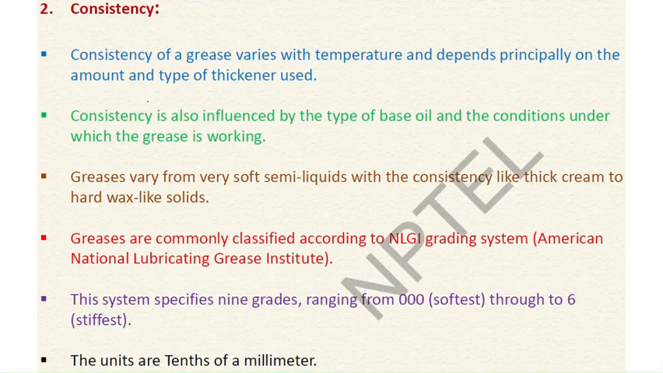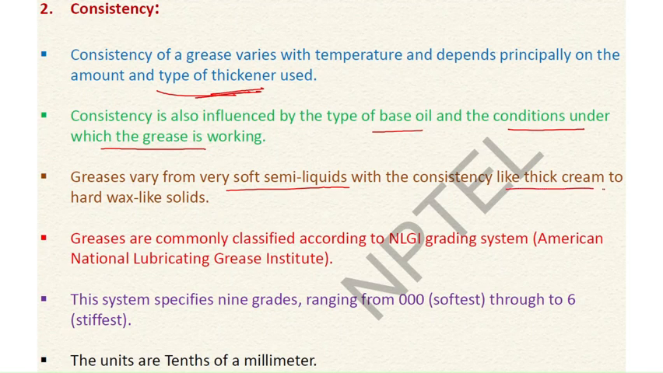Coming on to the consistency. Consistency of a grease varies with temperature and depends principally on the amount and type of the thickener used. Consistency is also influenced by the type of base oil and the conditions under which the grease is working. Greases vary from very soft, semi-liquid, with the consistency of thick cream, to hard, wax-like solids.